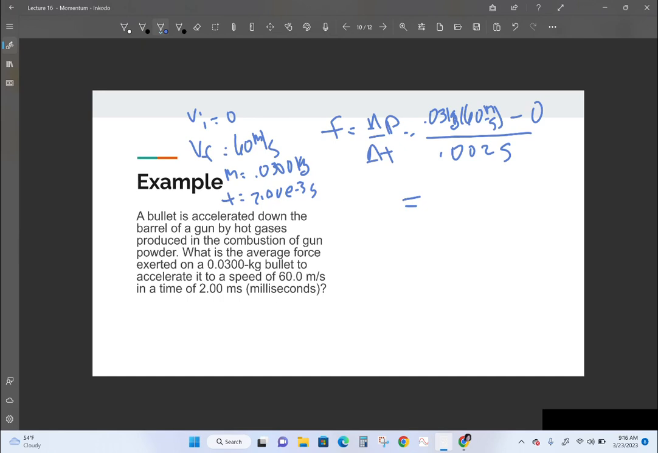So 0.03 times 60 divided by 0.002 is 900 newtons. So once again, if we had done this problem with energy conservation or the work-energy theorem, we would have to know the distance. But when you're given time, you should be using the equation that has time in it versus an equation that doesn't have time in it.